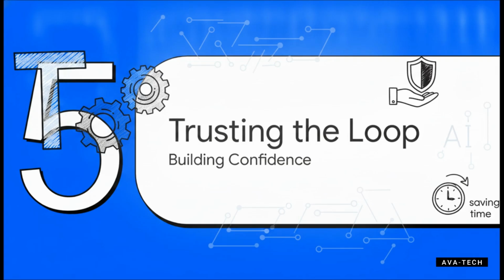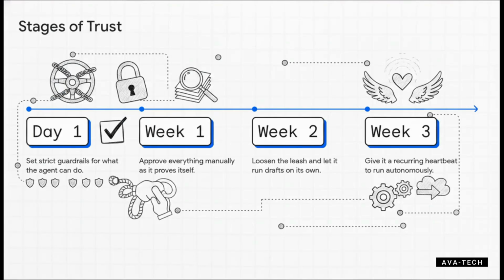Which brings us to our final section, Section 5, Trusting the Autonomous Loop. The final letter in our framework, T, brings us to what is probably the hardest psychological hurdle of this entire explainer: trust. Let me be clear, you absolutely do not hand over the keys to the car on day one. You have to build trust in stages.